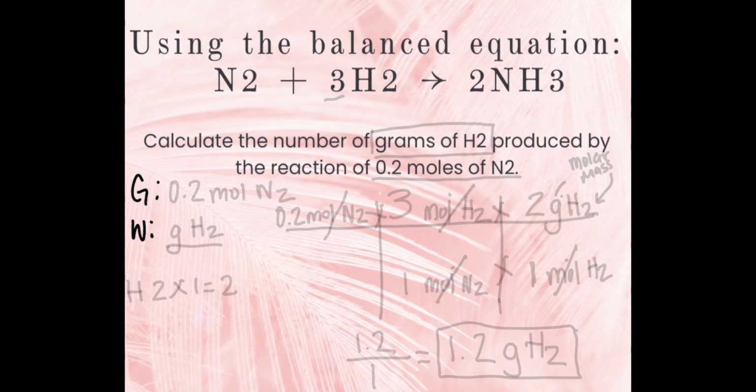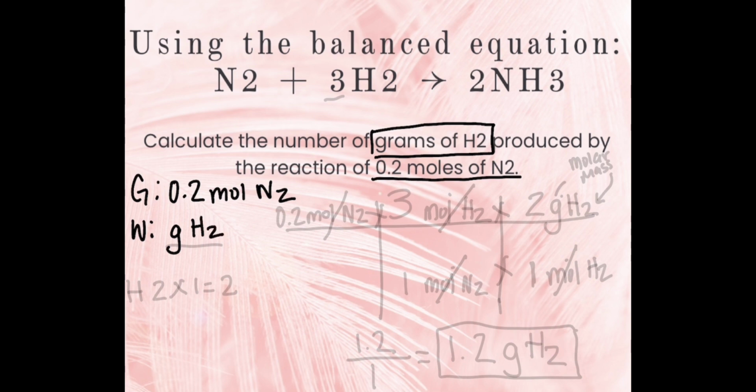Now, our problem states: calculate the number of grams of H2 produced by the reaction of 0.2 moles of N2. I see here that I was given 0.2 moles of N2, so I'm going to go ahead and write that down. Then I see that I was asked to find or calculate the number of grams of H2. So I got grams of H2. That is what I want.